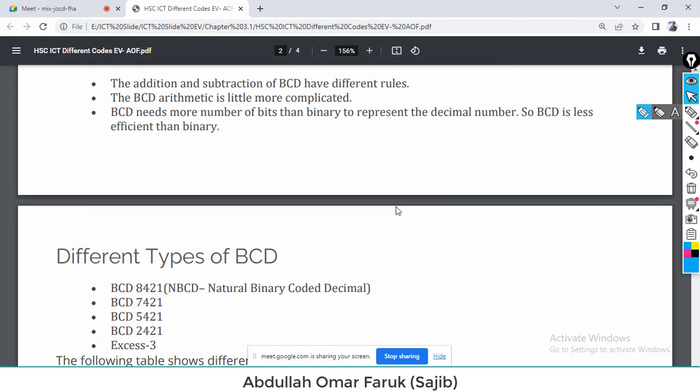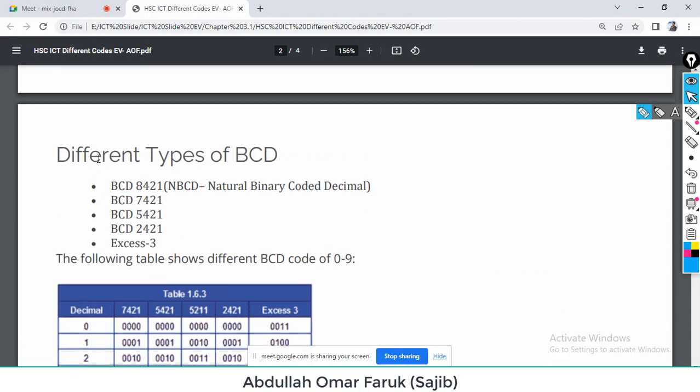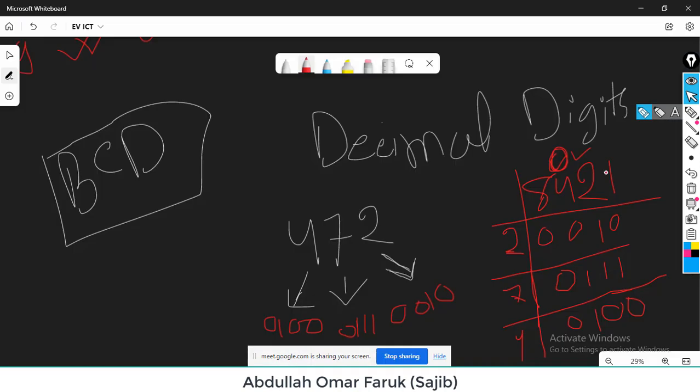Okay, this is not important. Different types of BCD are available, but as I told you, 8421 is mostly used and is very common. You do not need to understand or memorize the others. If the BCD is 7421, then the magic numbers will be 7421, not 8421. Here will be placed 7. So considering this 7, you have to find the binary. This will be exactly the same.